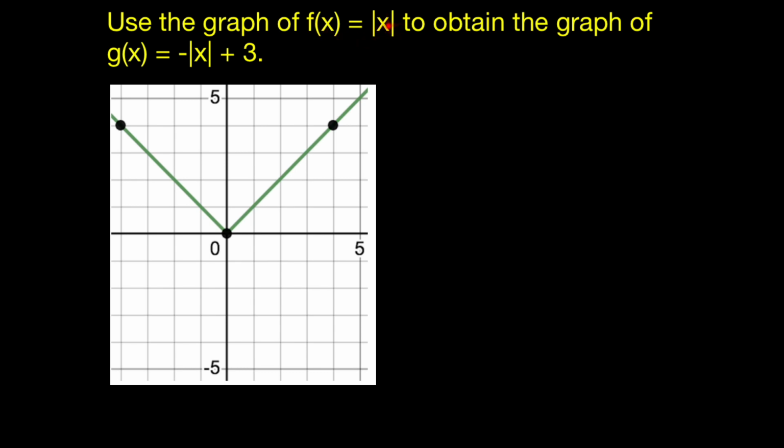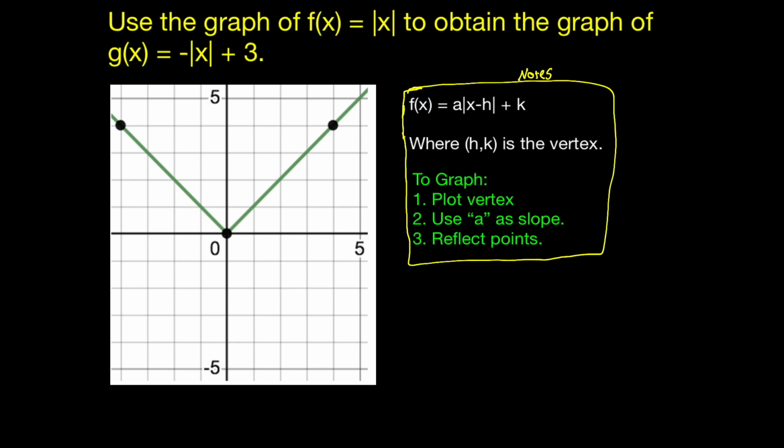Use the graph of f of x equal to the absolute value of x in order to obtain the graph of g of x equals -1 multiplied with the absolute value of x plus 3. Now, in order to graph this, I'm going to first rewrite g of x so that it matches the general form. After that, I'm going to follow these 3 steps and graph g of x.